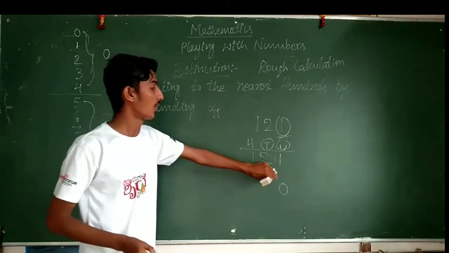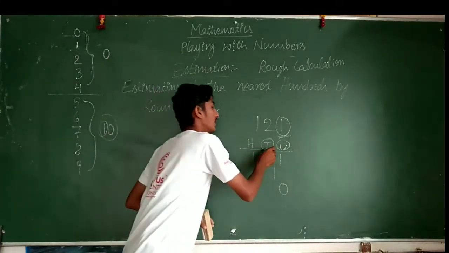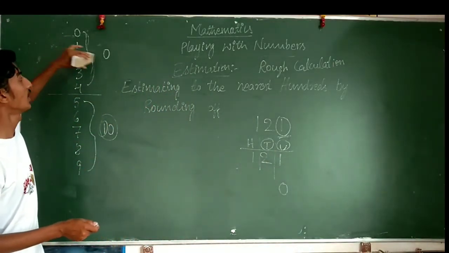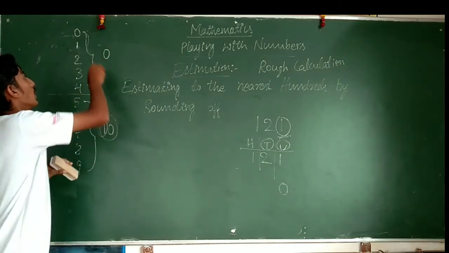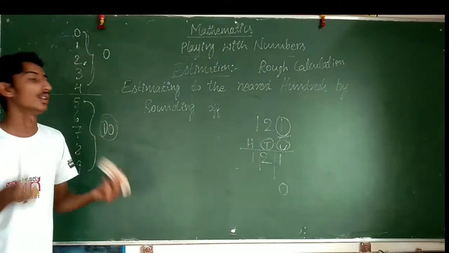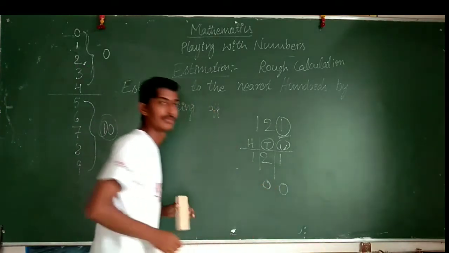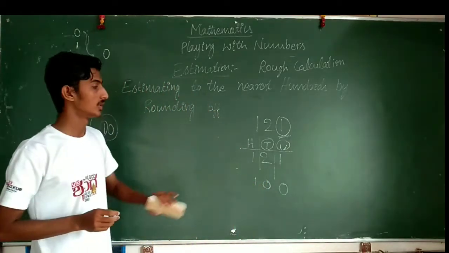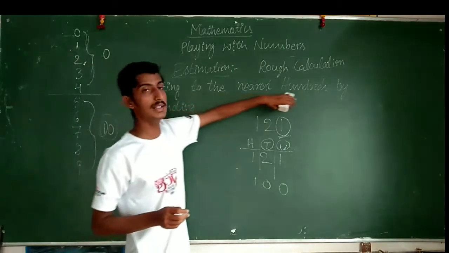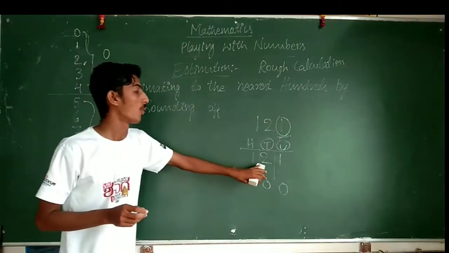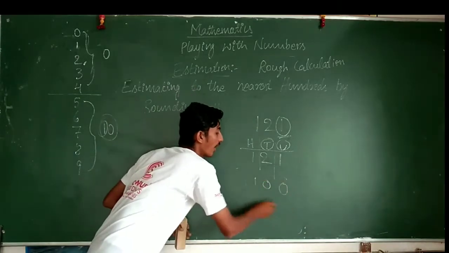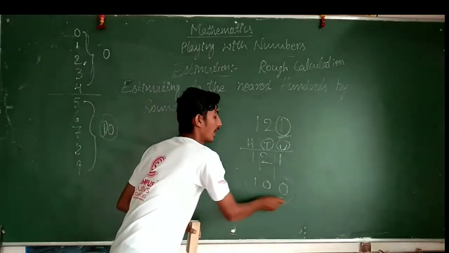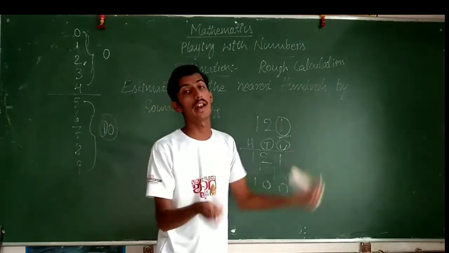Then we come to the tens place. In the tens place we have 2. 2 also comes under the 0 division, so we also put it as 0. That's all. Then the hundreds place is 1, so you write 1. So the rounding of 121 to the nearest hundreds is 100.